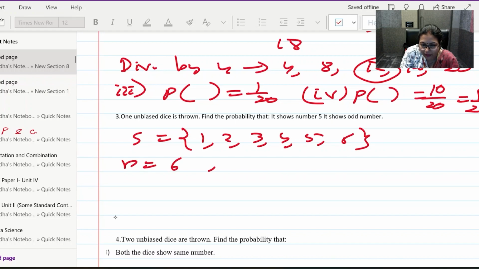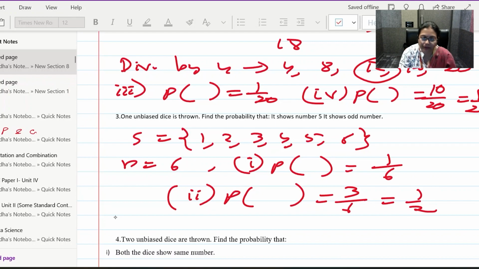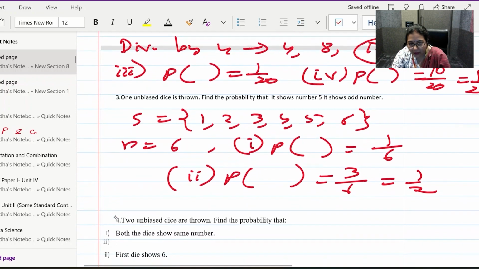There are 6 numbers. Now the first question, that the number is 5. Only one number is 5. So what will be my answer? It is 1 by 6. Now come to the second question. It shows odd number. How many odd numbers are there? There are 3 odd numbers. So my answer is 3 by 6, which is equal to half. Okay. Now fourth problem.